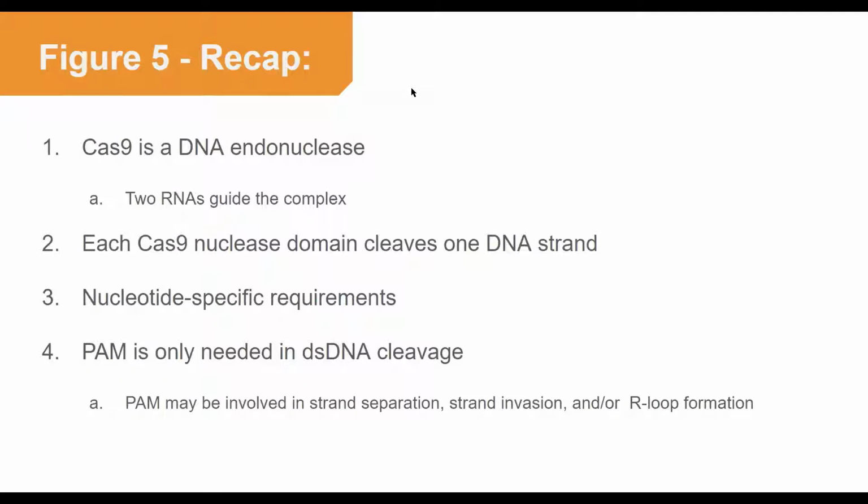In Figure 3, we saw that there are various requirements for the tracrRNA and the crRNA to guide the Cas9 for DNA cleavage. These involve conservation of native nucleotide sequences at certain lengths and positions. And the protospacer adjacent motif was also found to be an important structure in cleavage activity. In Figure 4, the PAM motif was further investigated, and it was found that PAM was only needed in cleavage of double-stranded and not single-stranded DNA. This hinted towards possible involvement in strand separation, strand invasion, or R-loop formation.